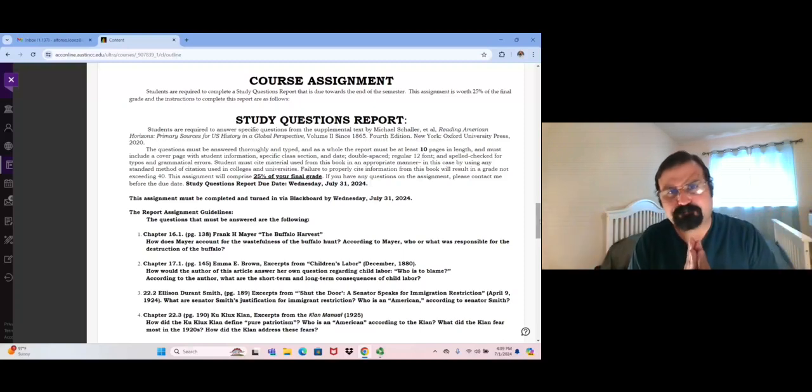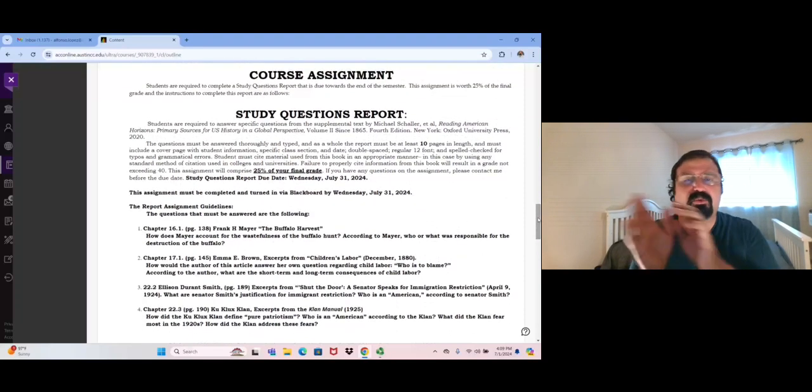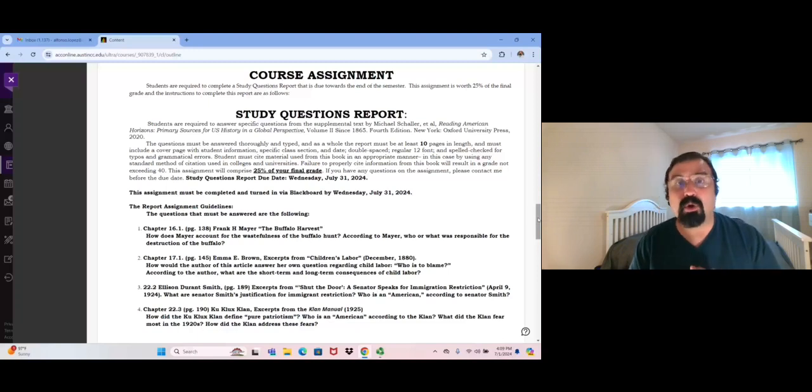All right. Now, I mentioned that there's going to be a course assignment due at the end of the term, and that is the study questions report. This is where the textbook comes in, the textbook that I just explained. It's really a small text, about 190 pages. It's full of historical documents. What I've done is I've selected 10 of those documents for you to read, and they're very short reads, about 3 or 4 pages each.